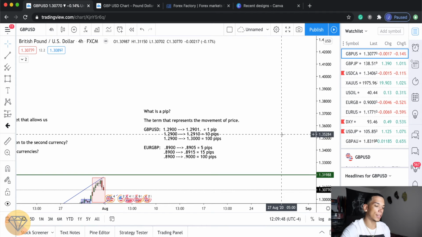And obviously we have a second example here, pretty similar to the first. We have Euro GBP, right? Price is at 0.89 flat. The movement from 0.89 flat to 0.8905 is going to be 5 pips. And then we can go ahead and try to figure out the next line, right? 0.89 flat to 0.8915, 15 pips. Pretty easy, pretty simple. Again, 0.89 flat to 0.9 flat, 100 pip movement, right?